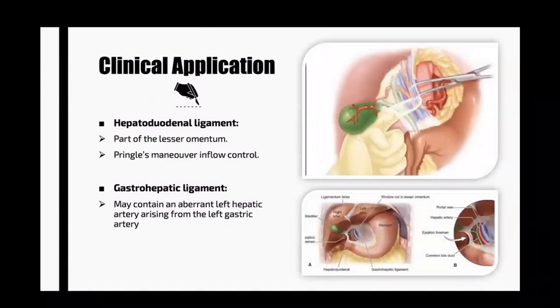The hepatoduodenal ligament is one of the most important ligaments, extending from the porta hepatis superiorly to the upper border of the duodenum inferiorly, and contains the portal vein, common bile duct, and hepatic artery. Around this ligament, we perform Pringle's maneuver to make inflow control. Usually, the gastrohepatic ligament is not divided during liver surgery, but if we had to, we should pay attention and be very cautious, as sometimes it may contain the aberrant left hepatic artery which arises from the left gastric artery.